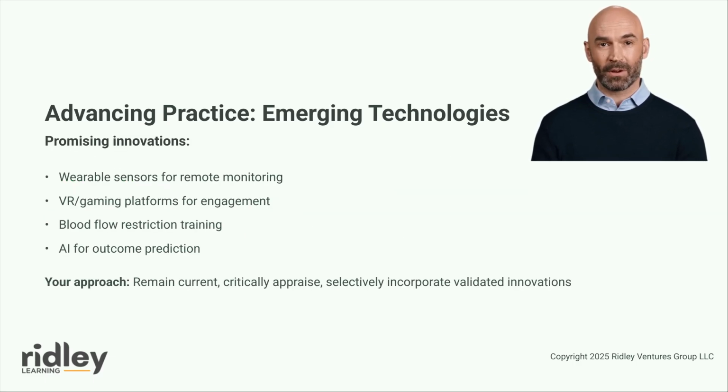Fourth, emerging technologies and innovations. While this course has focused on traditional exercise-based rehabilitation approaches supported by the current evidence base, emerging technologies including wearable sensors for remote monitoring, virtual reality and gaming platforms for engaging exercise programs, blood flow restriction training for enhancing strength gains with reduced loading, and artificial intelligence for predicting outcomes and optimizing protocols hold promise for advancing shoulder arthroplasty rehabilitation.